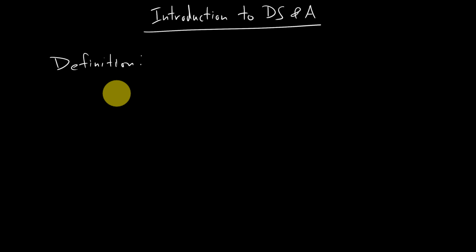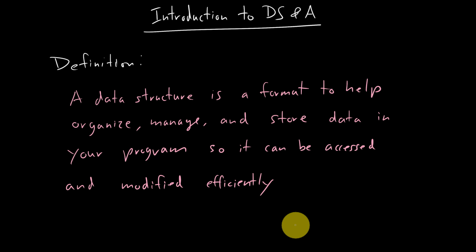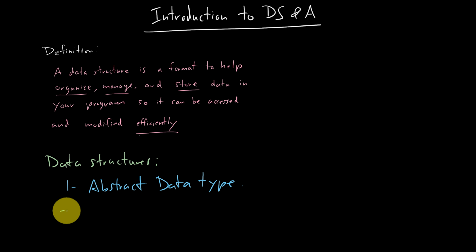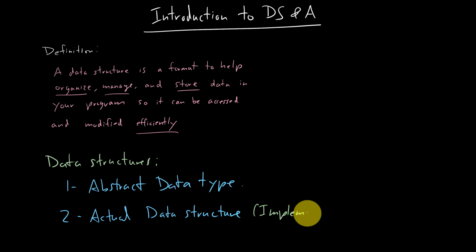So the definition of a data structure formally is a data structure is a format to help organize, manage, and store data in your program so it can be accessed and modified efficiently. Now, data structures, the name can be a little bit confusing sometimes. When people talk about data structures, they might be referring to two different things. Either they're talking about abstract data type, or they're talking about the actual data structure that is behind the data type, which is the implementation.